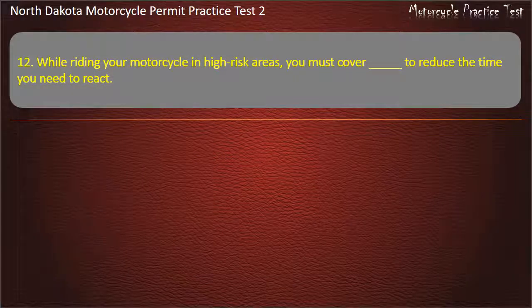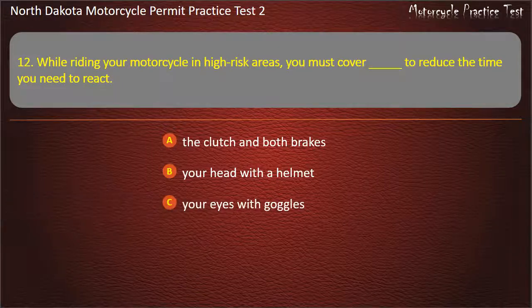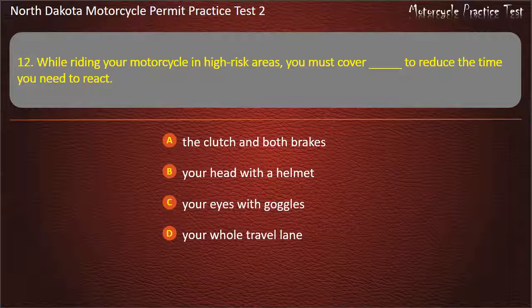Question 12. While riding your motorcycle in high-risk areas, you must cover ___ to reduce the time you need to react. The clutch and both brakes. Your head with a helmet. Your eyes with goggles. Your whole travel lane. Answer: The clutch and both brakes.